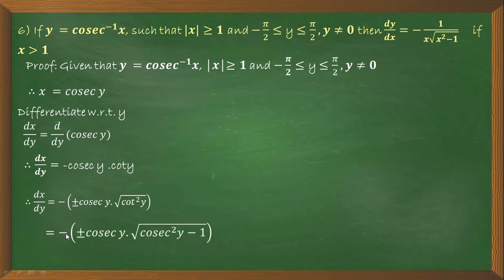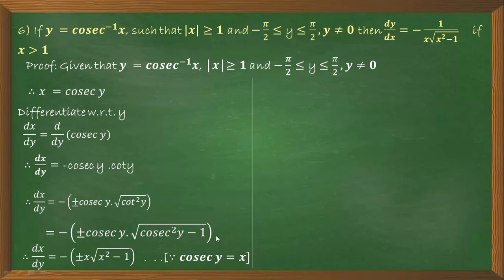So see here, how will you write? This minus sign again keep as it is, plus or minus cosec y into cot square y can be written as under root cosec square y minus 1. This is by fundamental identity, and hence we get this minus as it is, and in bracket plus or minus x into root of x square minus 1, since cosec y is equal to x. So we have completed the derivative of cosec y, and we have formed that derivative like this, minus of this. Now we have to decide whether it is plus or minus. So we will discuss the conditions here.